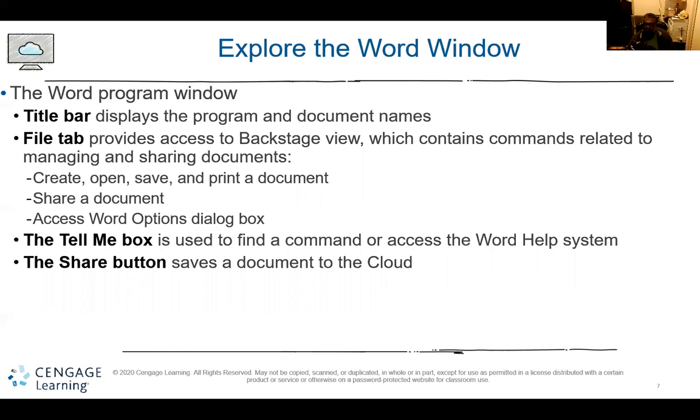The File tab provides access to Backstage View, which contains commands related to managing and sharing documents. You can create, open, save, and print a document. You can share a document and access the Word Options dialog box. The Tell Me box is used to find a command or access the Word help system. The Share button saves a document to the cloud.